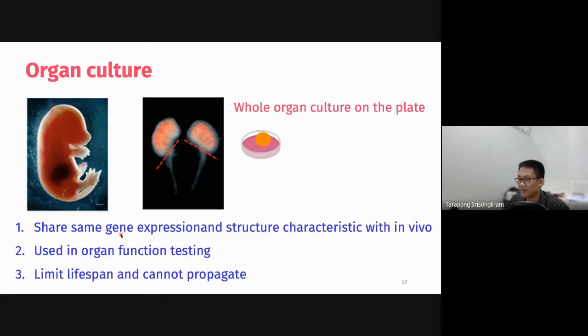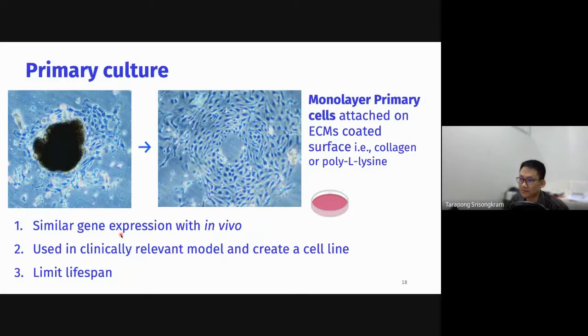The next type of animal cell culture was created to solve this problem. Here is primary cell culture. As I mentioned earlier, in organ culture we collect the organ and place it into the plate, right? With the whole organ culture, we cannot propagate, and its lifespan is limited.